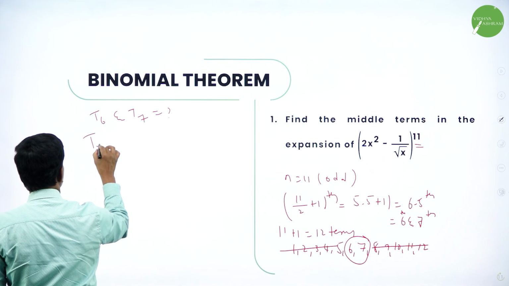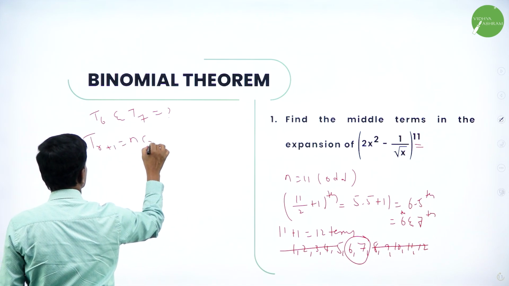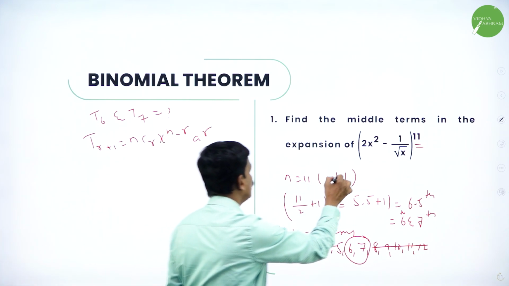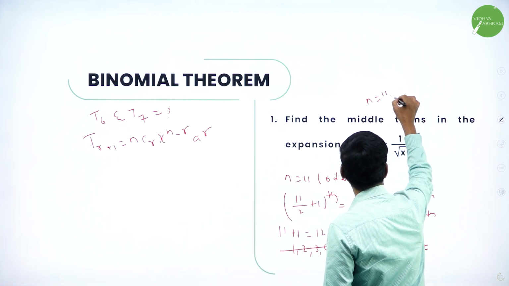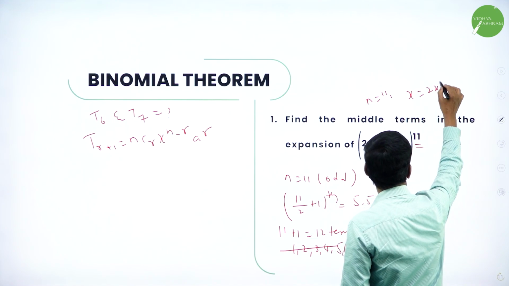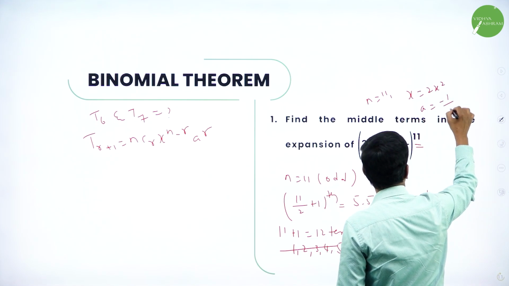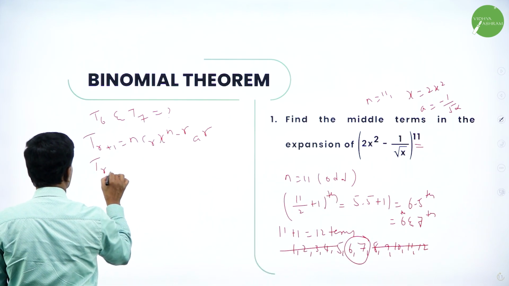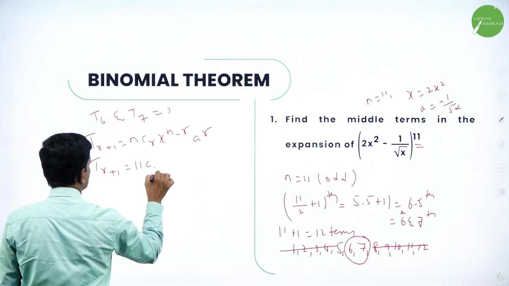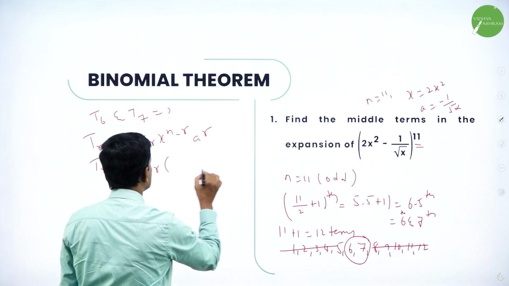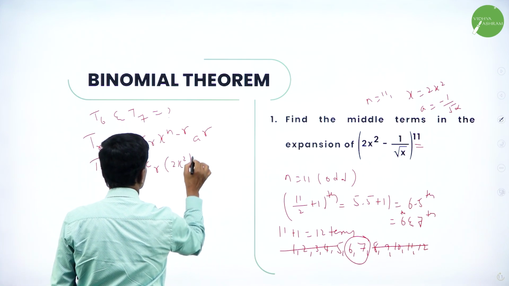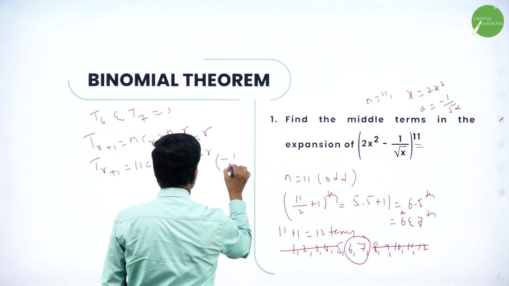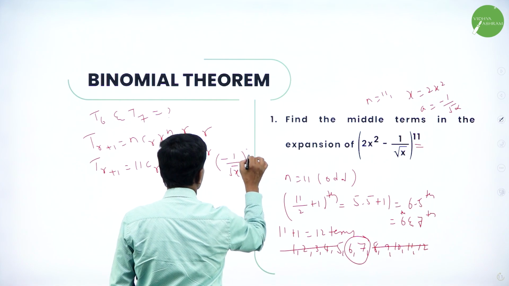So what is the general formula? T(r+1) is equal to nCr x to the power of (n - r) into a raised to r. What is the value of n here? n is equal to 11, x is equal to 2x square and a is equal to minus 1 by root x. Substitute here. So T(r+1) is equal to 11Cr (2x square) whole to the power of (11 - r) into (-1/root x) to the power of r.